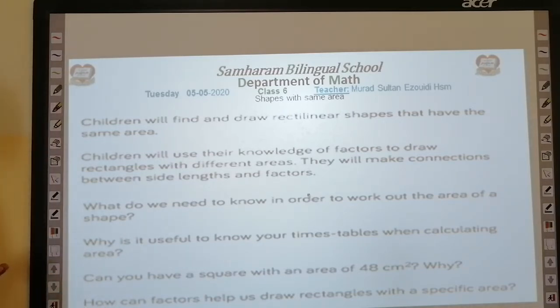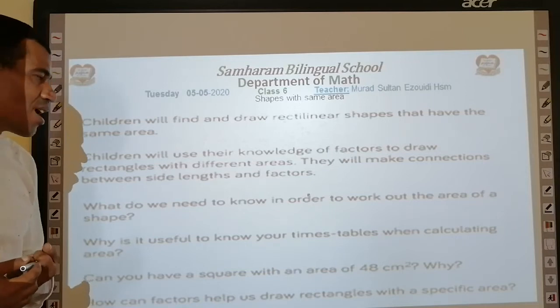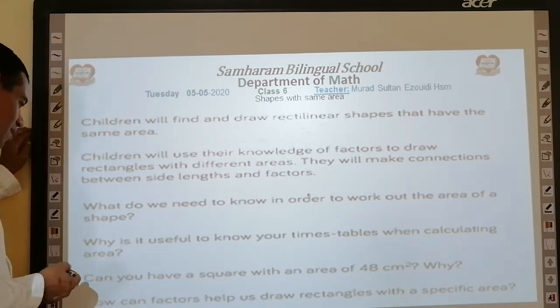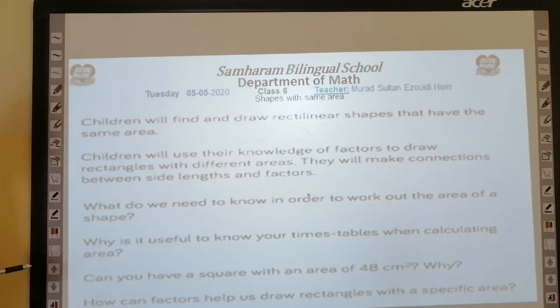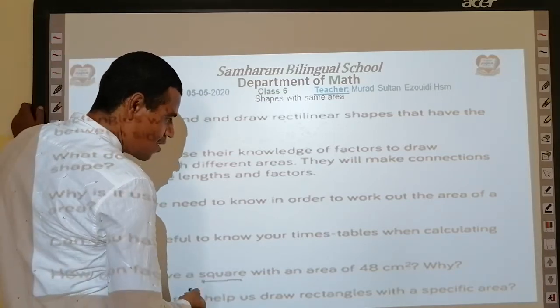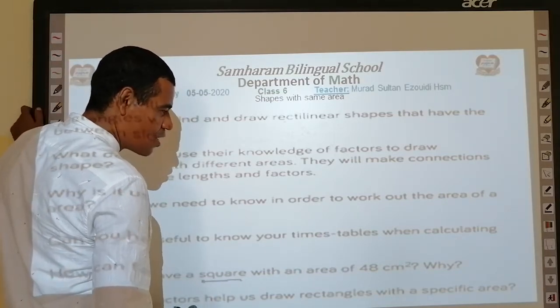We should make a connection between the side lengths and factors, my dears. Why is it useful to know your times tables when calculating area? Okay, can you have a square with an area of 48, and why? That's the question. Can you have a square with an area of 48?